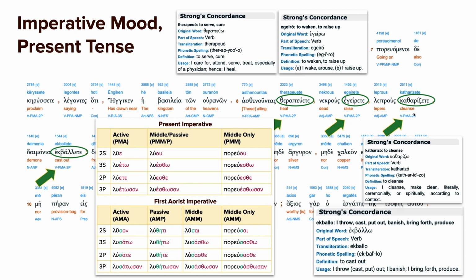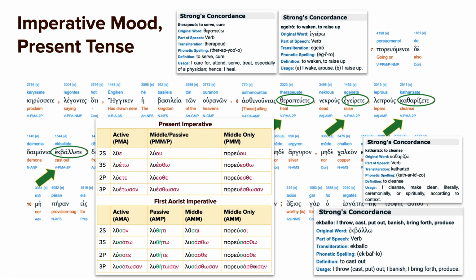And then cleanse leopards, katharizete. From this word we get "cathartic." Katharizo is the word. It means I cleanse, I make clean, spiritually or ceremonially. So that's the same exact form, katharizete. And then finally we have the verb ekbalo, which means I throw, cast out, put out, banish, bring forth, produce. Ekbalete daimonia, so cast out demons. So these are all imperative commands.